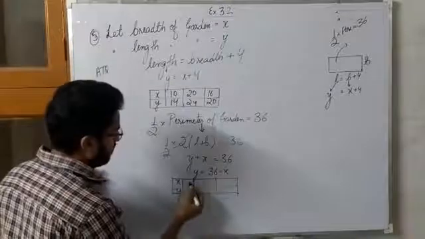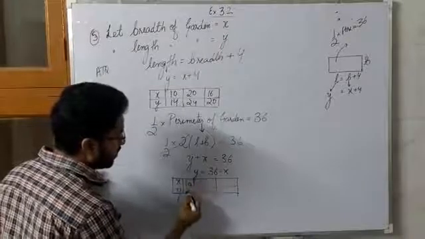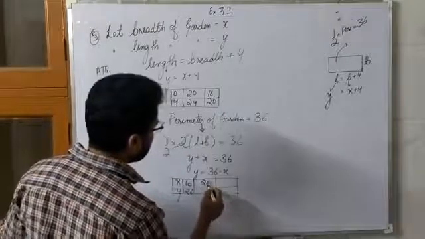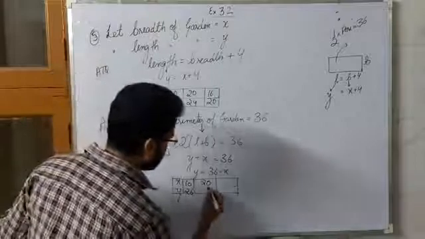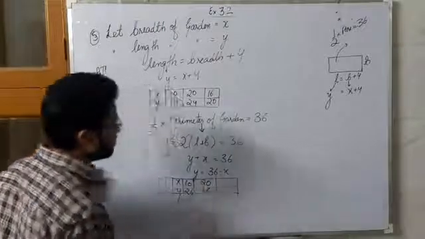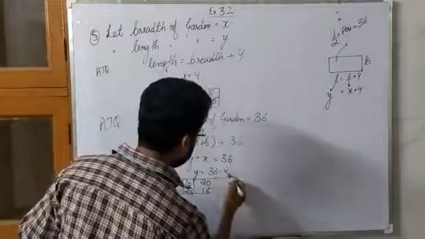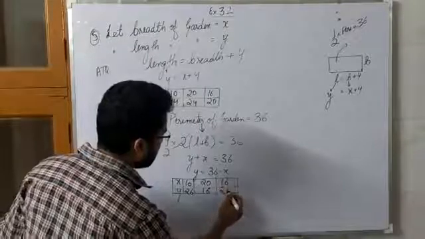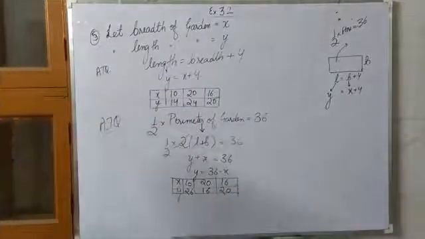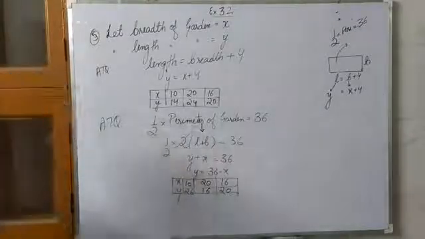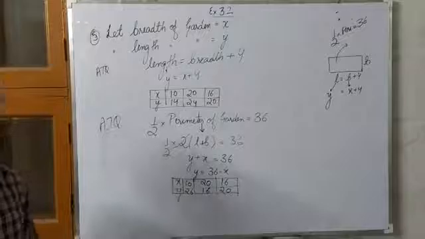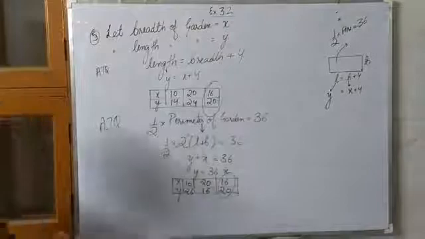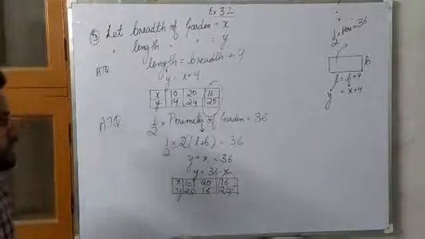Similarly in this, what will we put? When we put 10, how much will we get? 26. And when we put 20, then we get 16, right? And when we put 16, then we get 20, right? Now, when you plot the graph of these two, you will come to know that this is the solution of the given pair of linear equations, right?